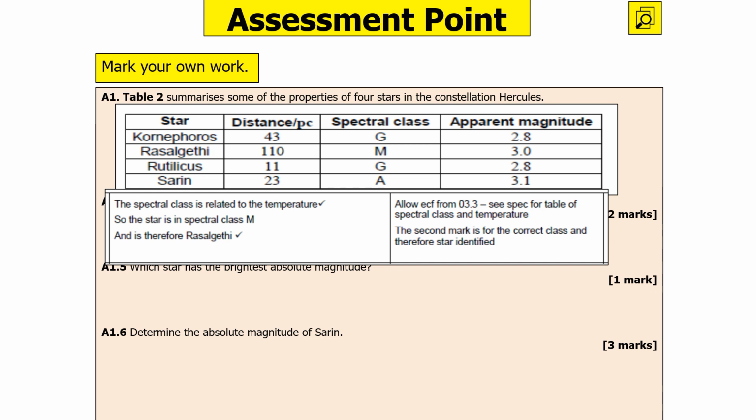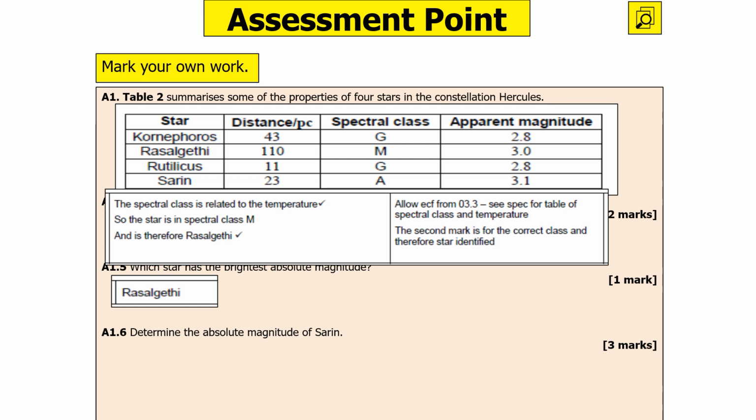Now, which star's got the brightest absolute magnitude? Again, it's Rastaban. How you can think that one through is, look, it's a significantly further distance away compared to all the other stars. However, all the other stars have a very similar apparent magnitude of brightness on the Earth, so it must be the brightest because it's the furthest away, yet they all appear as similar brightness from the perspective of the Earth.